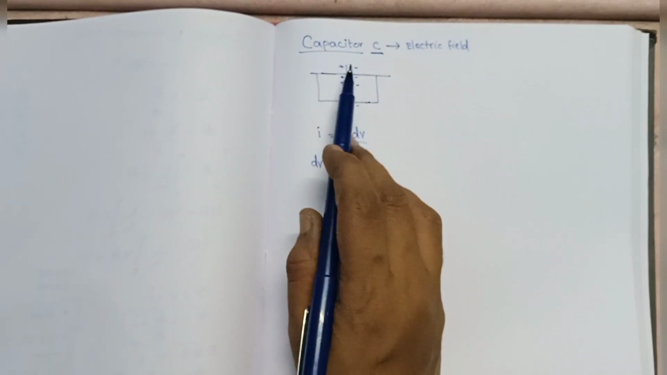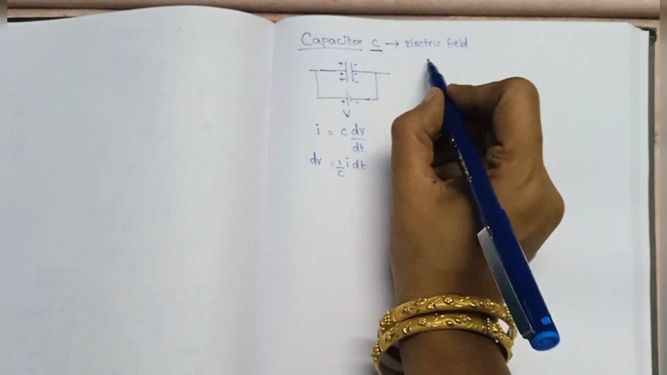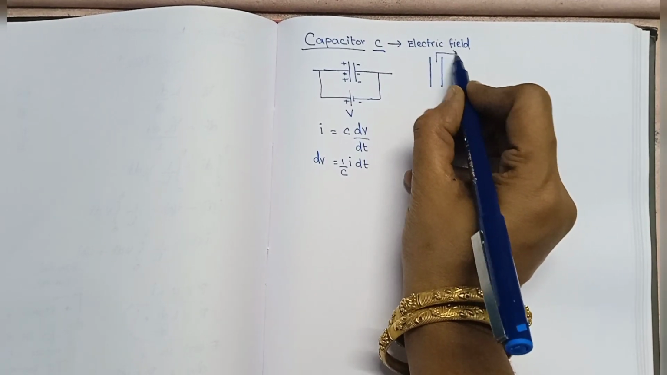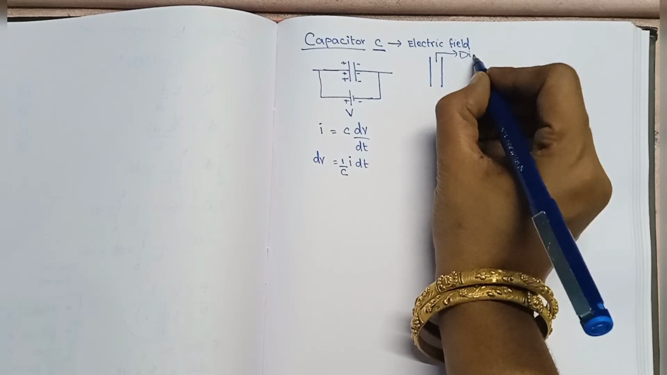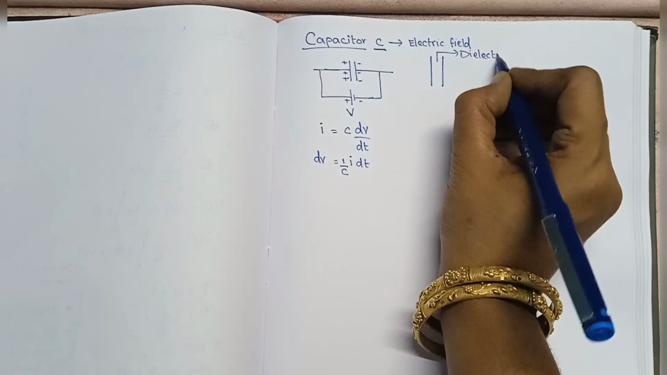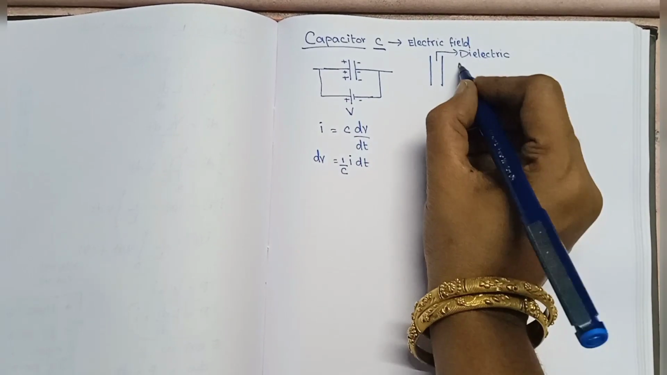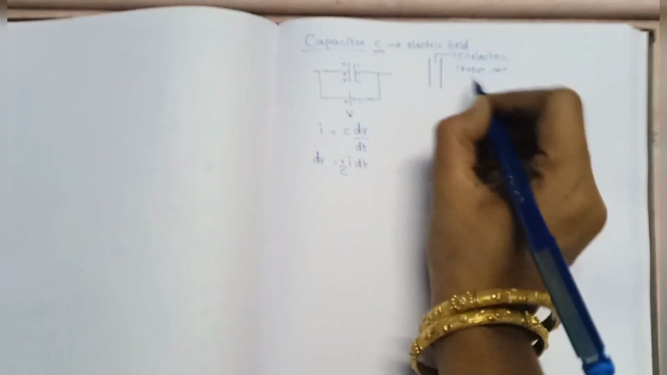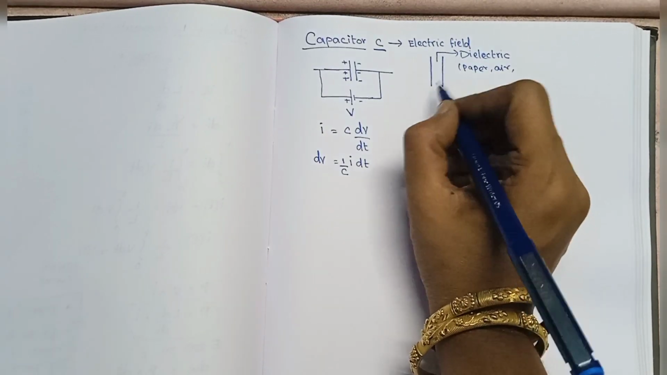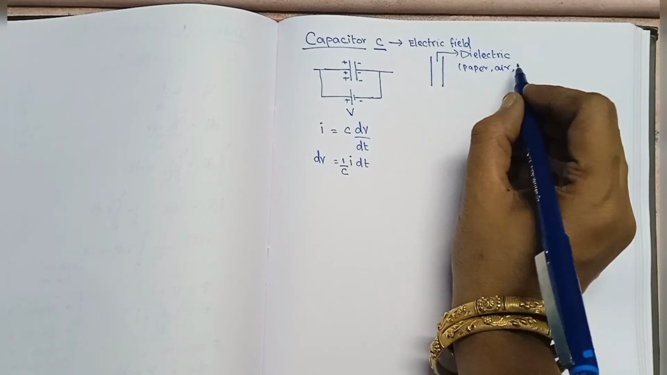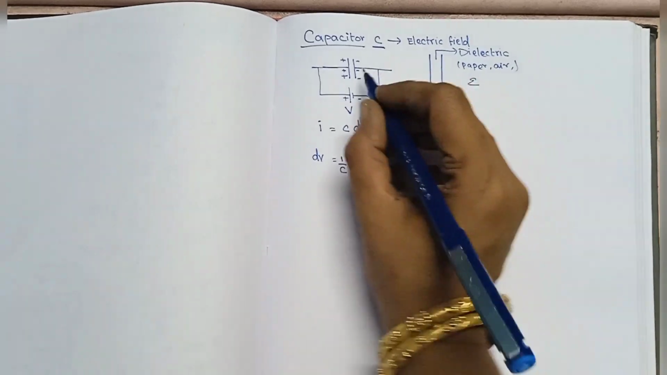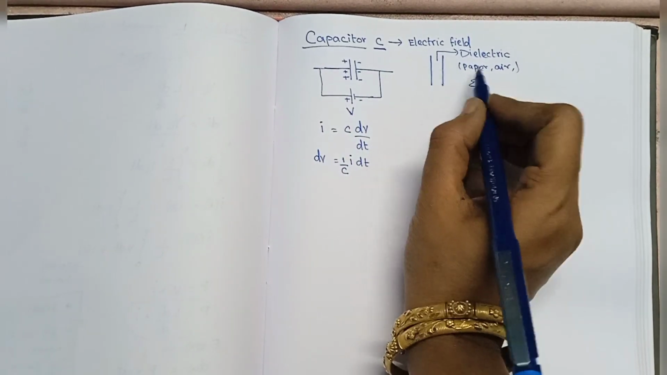Here, the capacitor is nothing but two parallel plates. In between these two parallel plates, there would be some dielectric. The dielectric might be paper, mica, or air, any material. So the capacitance depends upon the permittivity, we can also say the permittivity of that particular dielectric in between these two parallel plates.